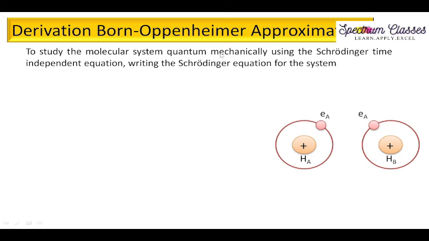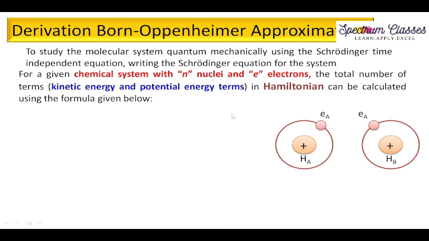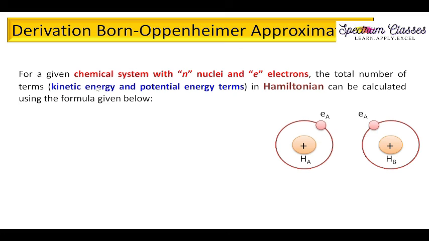To study the molecular system quantum mechanically using the Schrodinger time-independent equation, writing the Schrodinger equation for the system is the first part. For this type of system, how are we going to write the Schrodinger wave equation? We are following this formula. For a given chemical system which has n nuclei and e electrons, the total number of terms, that is kinetic and potential energy terms in the Hamiltonian, can be calculated by using the given formula.